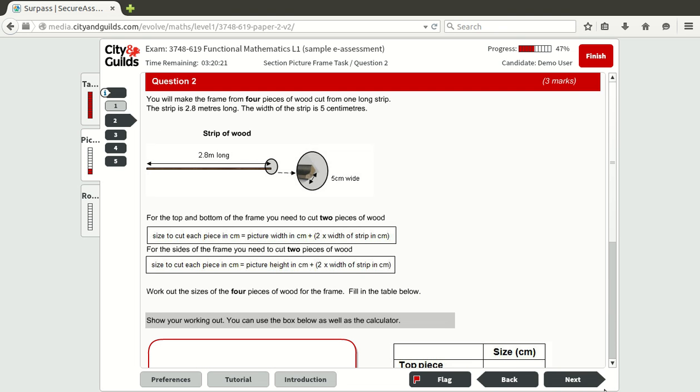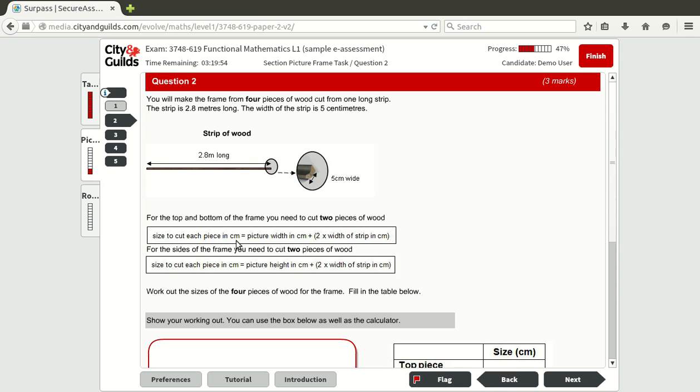Question 2. You will make the frame from 4 pieces of wood cut from one long strip. The strip is 2.8 meters long. The width of the strip is 5 centimeters. So this is my strip of wood.